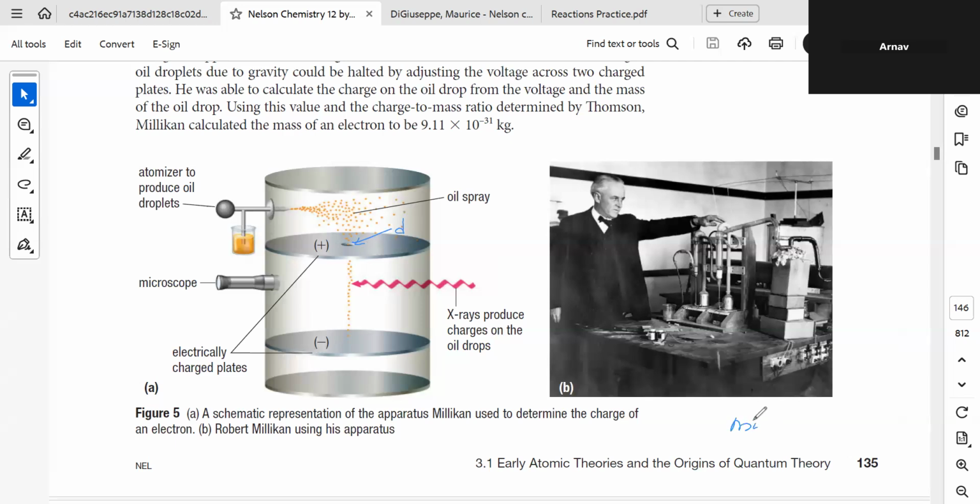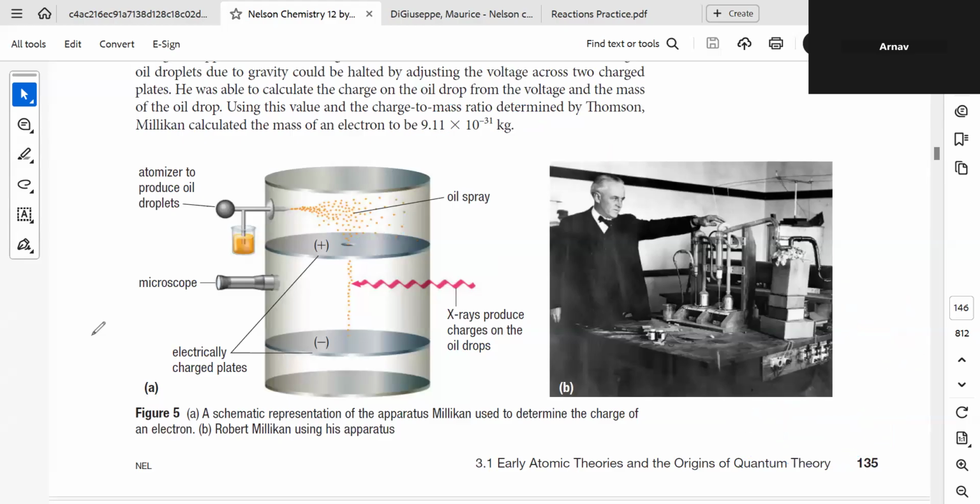So now you know the mass of the oil droplet because you know the diameter of this orifice. So you know the mass and you know the charge, and you already know the e by m. Using this, he was able to calculate the mass of the electron. It involves a complex calculation; I'm trying to simplify it.